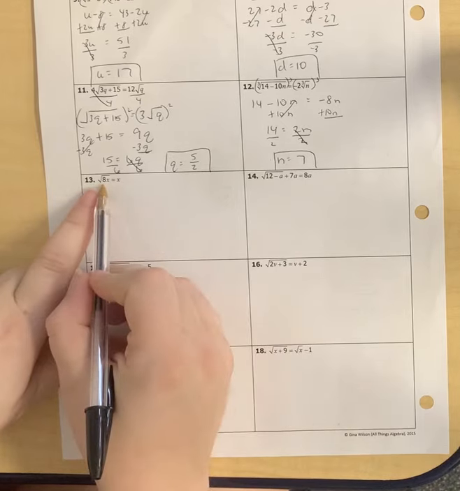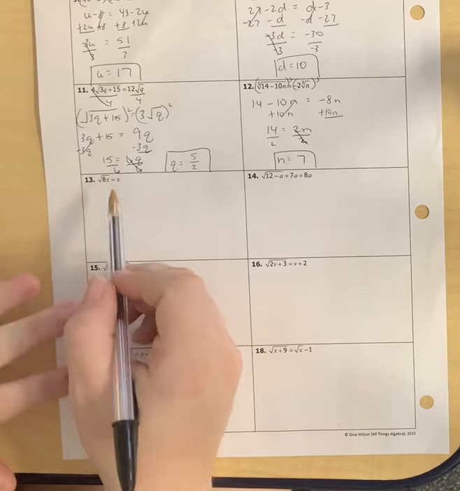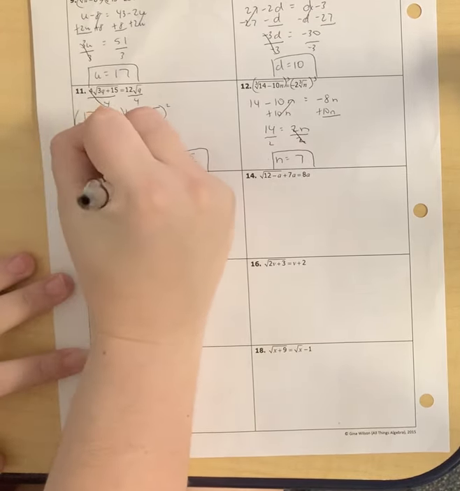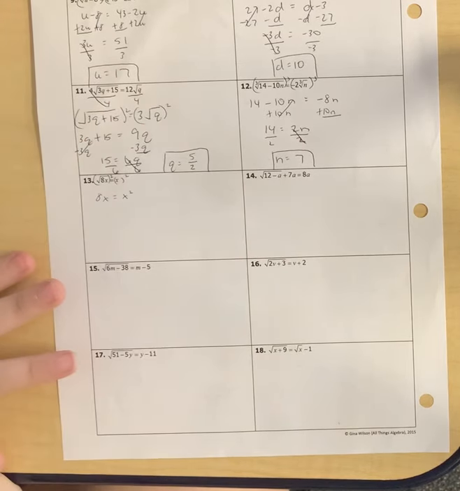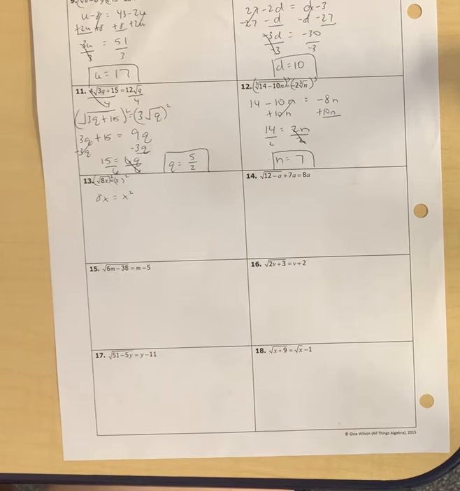Okay, on 13, we have a radical on this side that we need to cancel. So it's a square root, so we want to raise it to the power of 2. So we have 8x equals x squared. Okay, anytime that you have an x squared or a variable raised to the power of 2, you're going to have to factor it to be able to solve it.